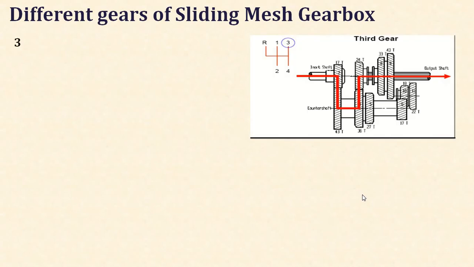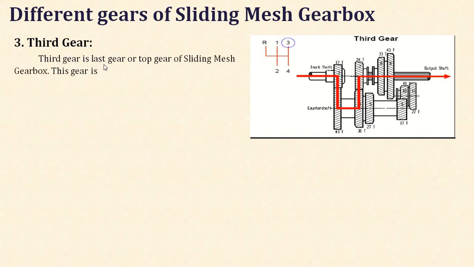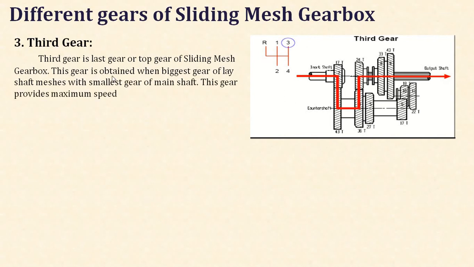Now the third gear is the engagement. We can gradually increase the number of teeth on the lay shaft. The third gear is the last gear, or the top gear, of the sliding mesh gearbox. It is obtained when the biggest gear of the lay shaft meshes with the smallest gear on the main shaft. This gear provides the maximum speed and minimum power.